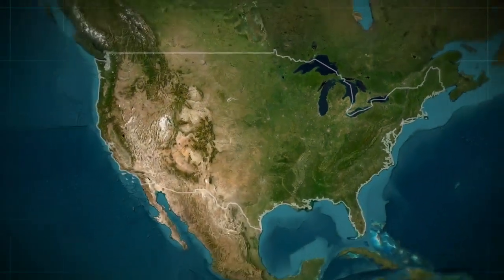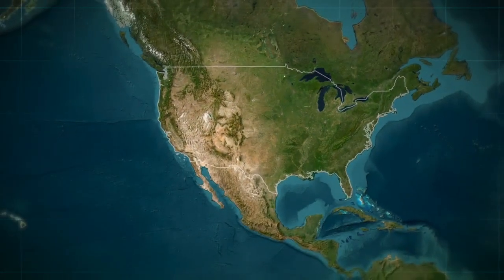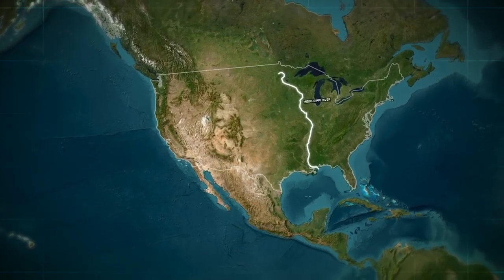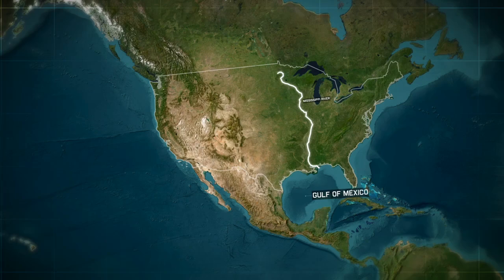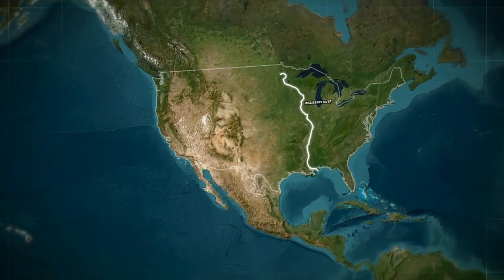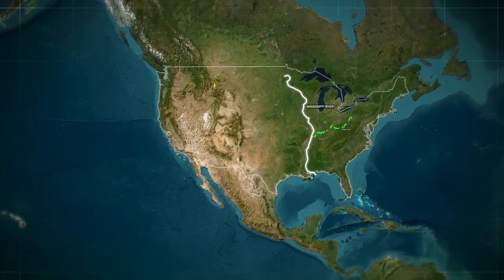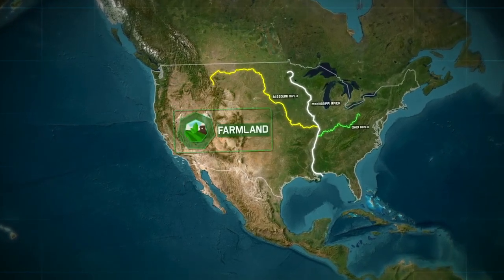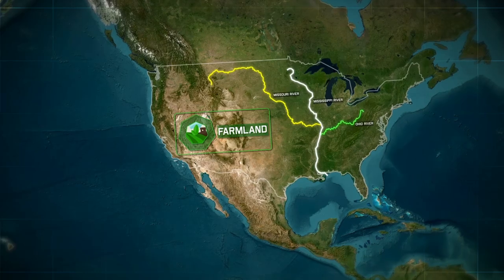To the west of the Great Lakes lies the country's largest river, the Mississippi River. It is a major inland waterway that empties into the Gulf of Mexico. 2 important tributaries of the Mississippi are the Ohio River and the Missouri River. The deposition from these rivers creates fertile farmlands about which we talked earlier.